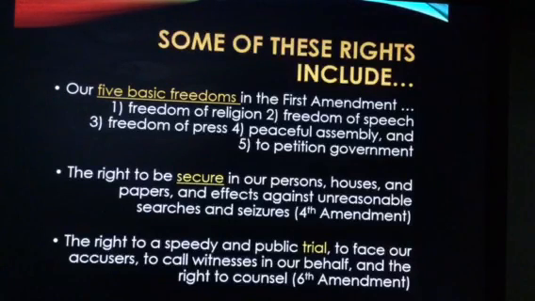The Sixth Amendment gives us rights as the accused: to have a speedy and public trial, to face our accusers in a courtroom, to call witnesses on our behalf, and to have the right to legal counsel. These are just some of our rights contained in the first 10 amendments, our Bill of Rights.